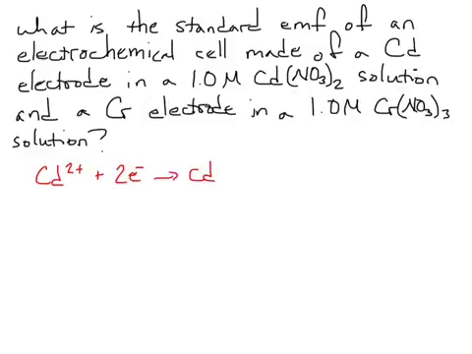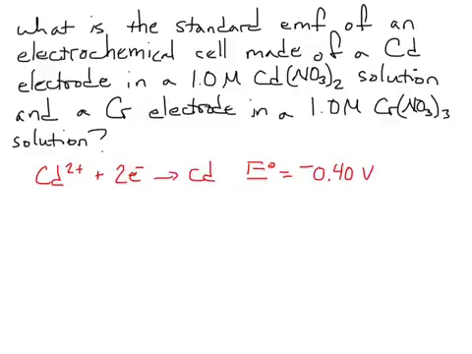Go ahead and look that one up on your standard reduction potential table. If you take a look at that table, go all the way down, somewhere just a little south of the middle, you should be able to find cadmium 2 positive gaining 2 electrons, and that has a cell potential of, let's write that down here, reduction potential of negative 0.40 volts.